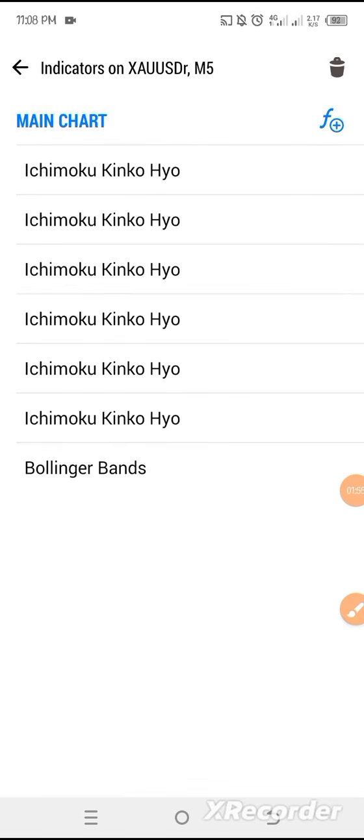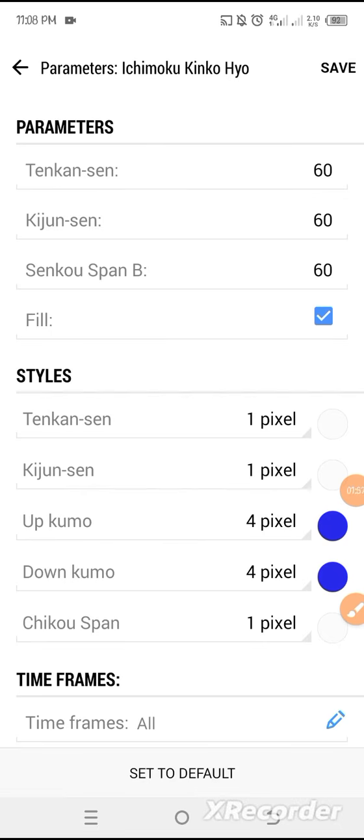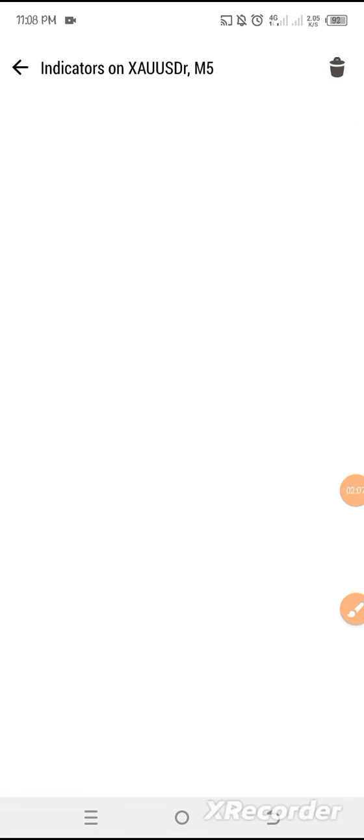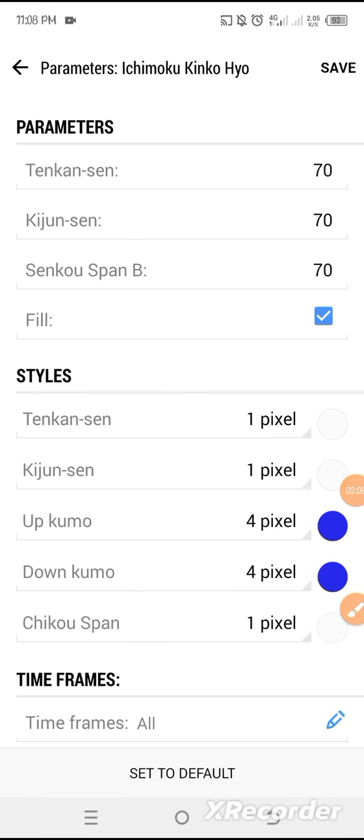Then the second Ichimoku is 60, exactly the same way. Any color of your choice, but I use the same color because I don't want the chart to be too colorful. Then the next one, the third Ichimoku, is 70. Kijun is 70, Senkou Span is 70. The color of your choice.